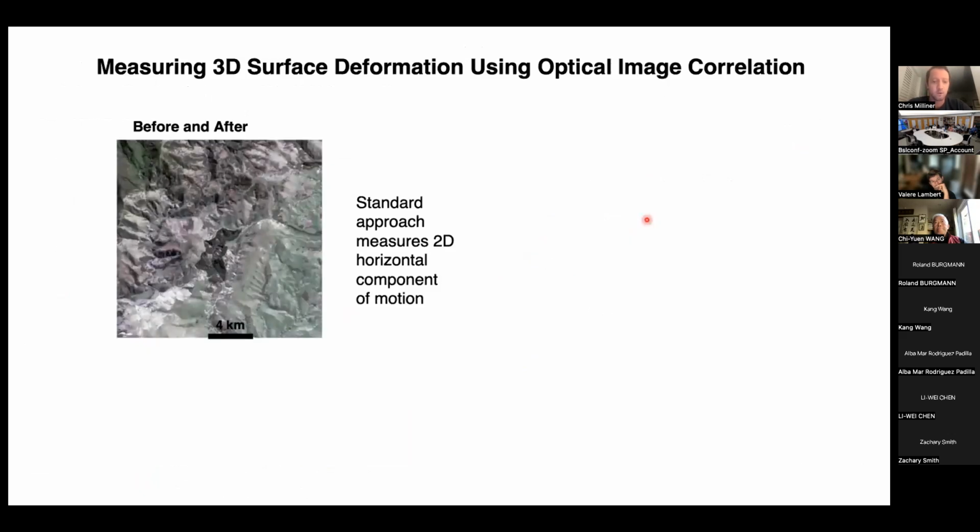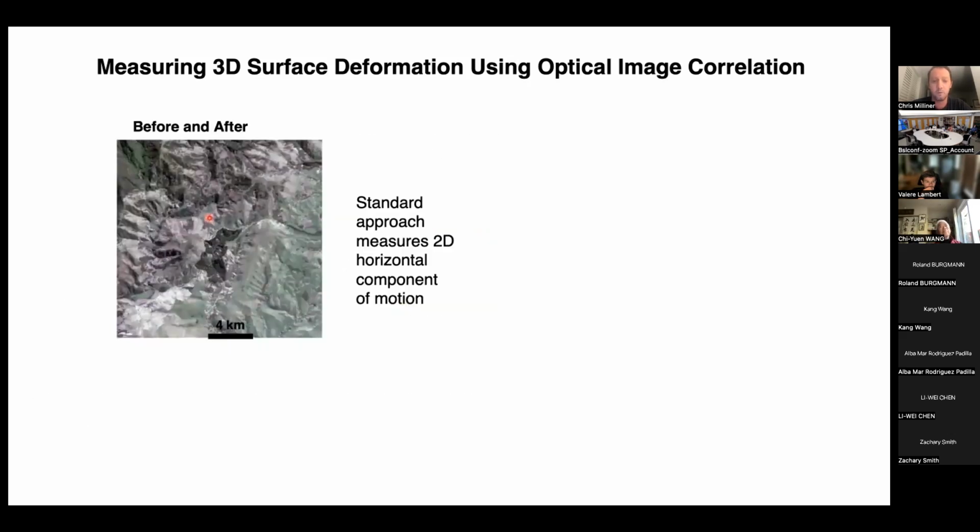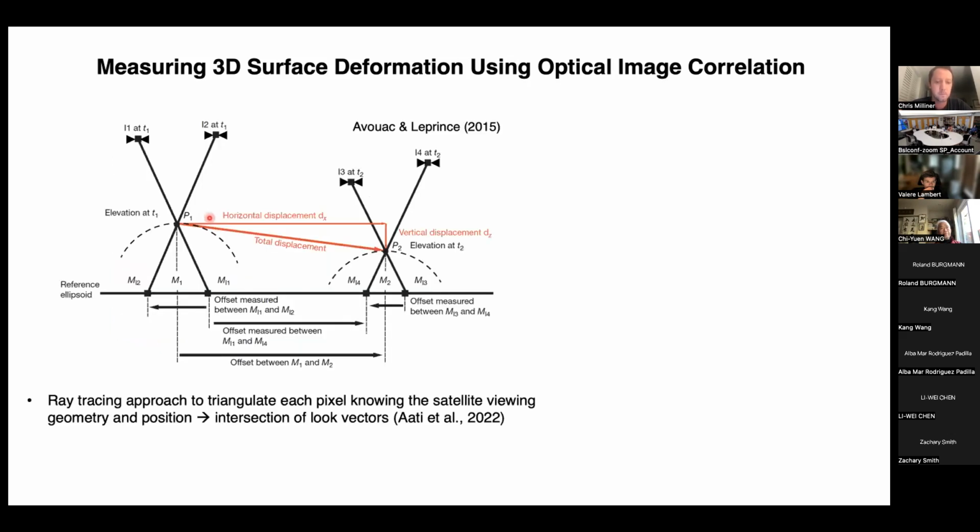So just a quick overview of the image correlation approach. The standard traditional methods would give you an estimate of the horizontal component of motion. This is an example here for the Kaikoura earthquake in New Zealand, where you can see this side of the fault moving back and forth. These are Sentinel-2 satellite images. These are optical data, so we're not using radar, we're using the optical part of the electromagnetic spectrum, the visible part.